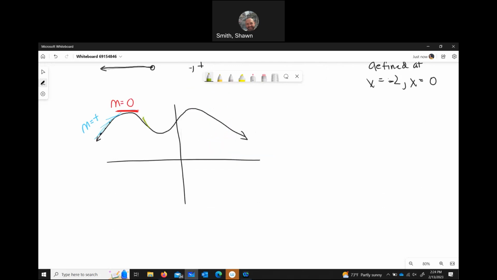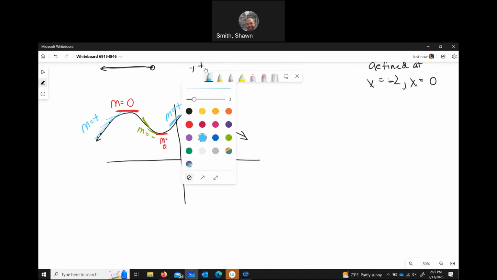When you get here, all these tangent lines are negative, right? Then we get back to this peak, or valley, I should say, right? Slope is 0. Then we repeat the process, right? Positive, 0, and then negative.